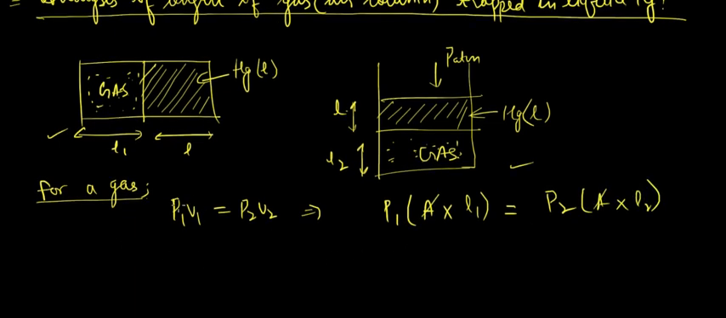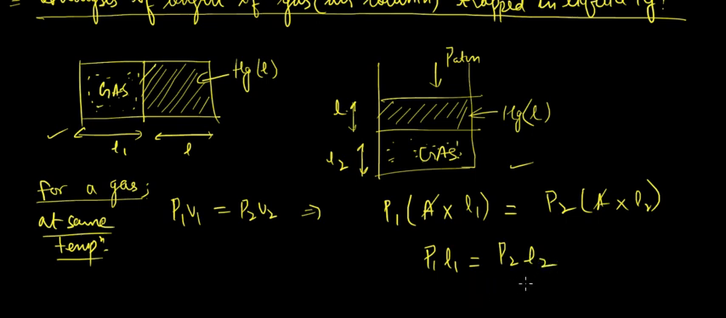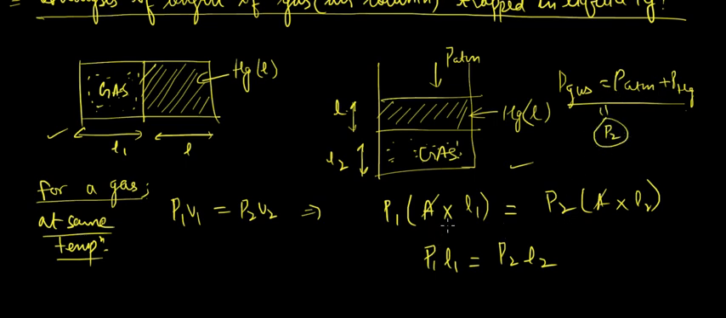So for a gas at the same temperature, as the number of moles is not changing, N and T are constant, hence we can equate P1 V1 with P2 V2. So we can simply write P1 L1 equals P2 L2. And here P of gas would be nothing but P of ATM plus P of Hg. So this is nothing but P2, whose value would be the summation of these two.